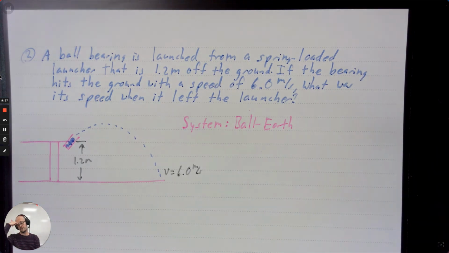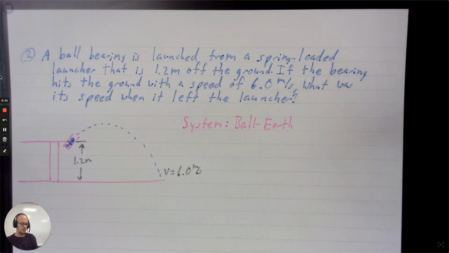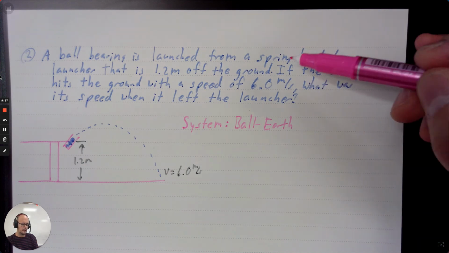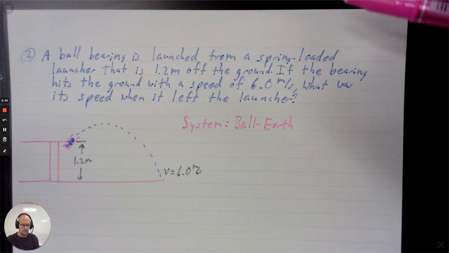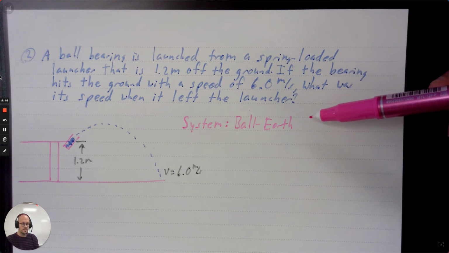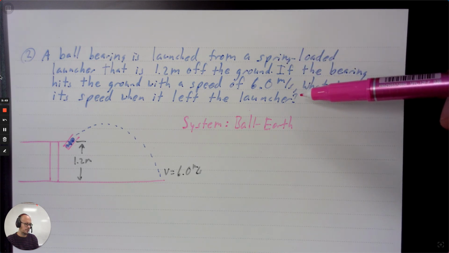And then, there's this issue of a spring-loaded launcher that is 1.2 meters off the ground. And I wanted to write that into the problem to make you think about it, because I kind of said anytime there's a spring, you're going to want to use spring potential energy and have the spring be part of the system, but I'm actually going to omit it here. One of the hints is that you're not given information about the spring.